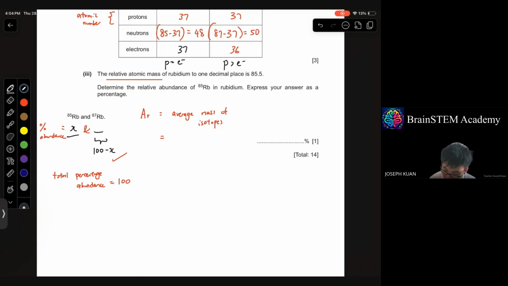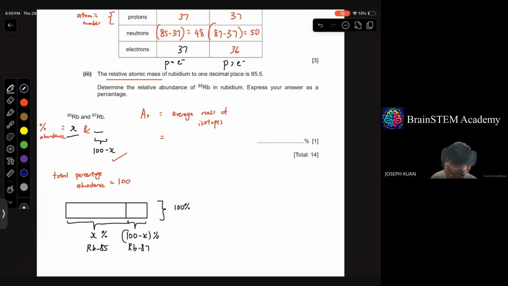Therefore, maybe I draw just a visual. Imagine this percentage is rubidium 85, and this particular percentage is rubidium 87. We know the total is 100%, therefore this must be 100 minus x. So using this information, let's calculate. It's just the average mass formula. So we take 85 multiplied by x, plus 87 multiplied by 100 minus x, over total abundance being 100. And that equates to 85.5.